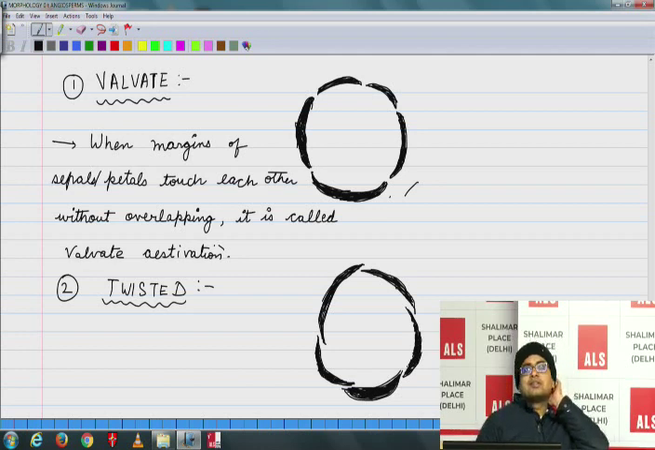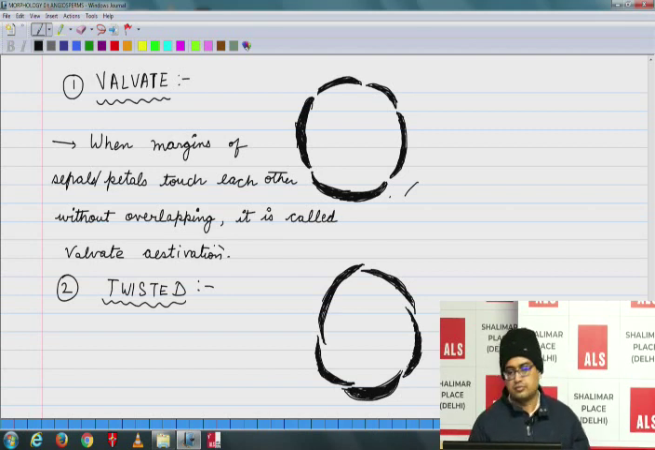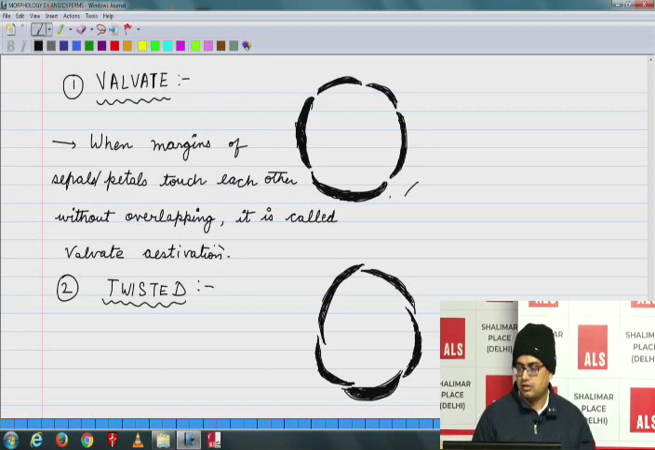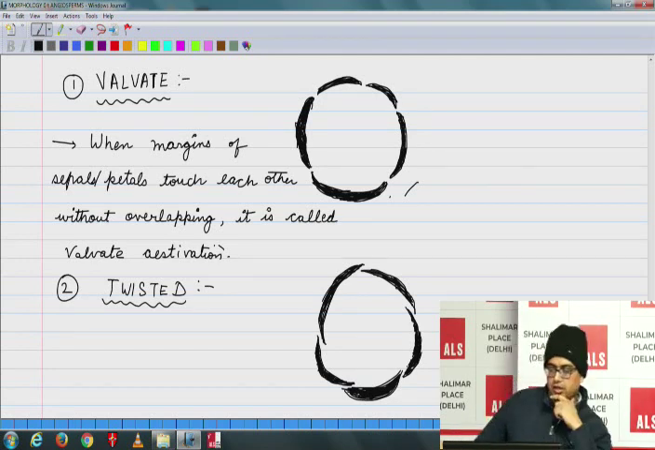So yeah, it's a diagram that I think expresses it. One margin is coming above, one margin is below. Each petal or sepal has one margin above, one margin below. Okay? Alright. So please write it.